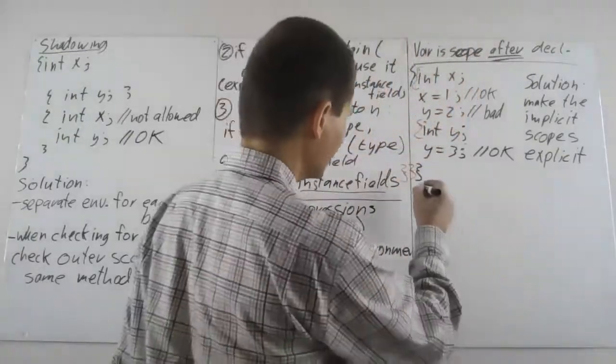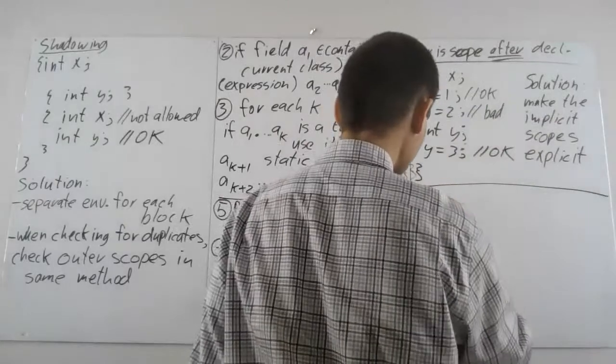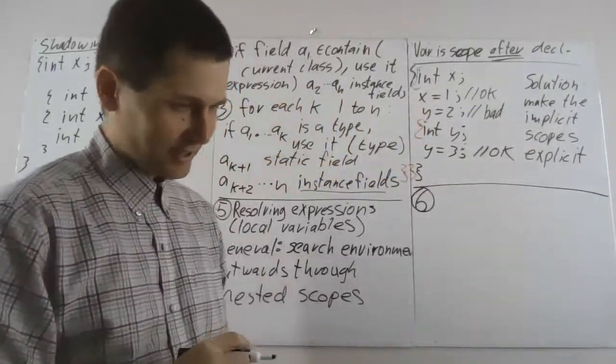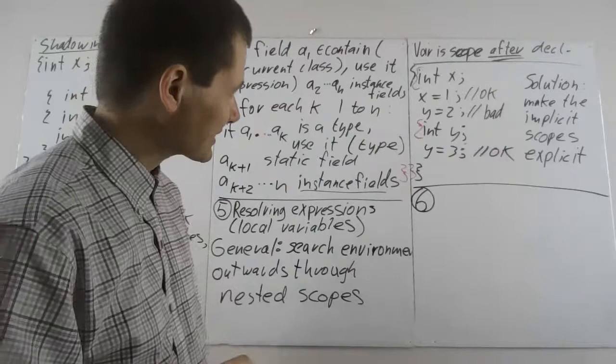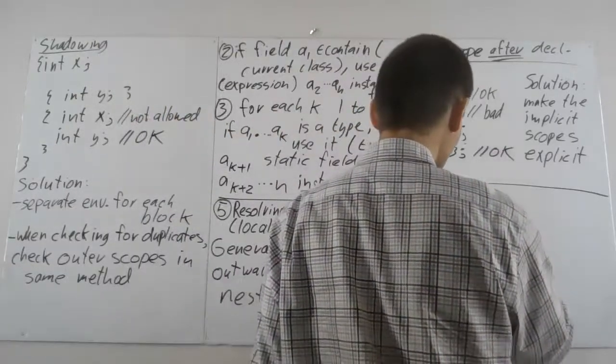So then we've got just steps 6 and 7, and we'll be done. Step 6 is type checking.